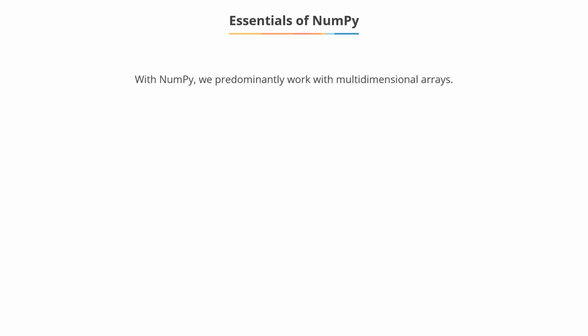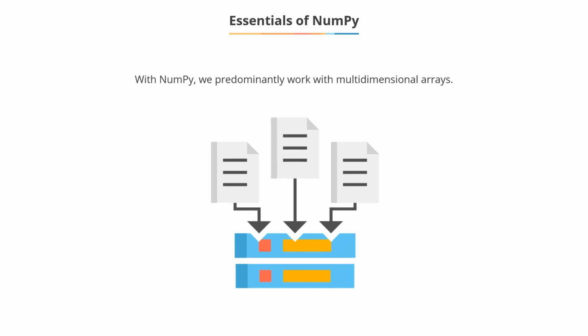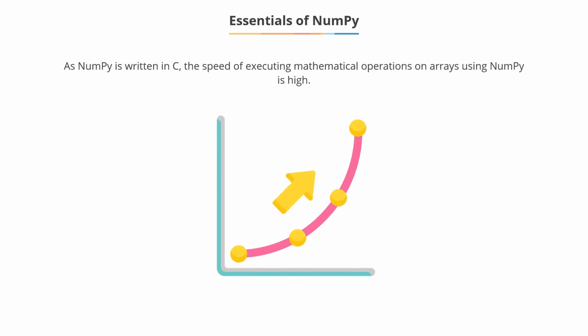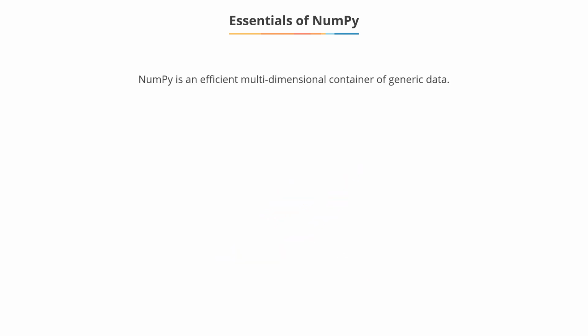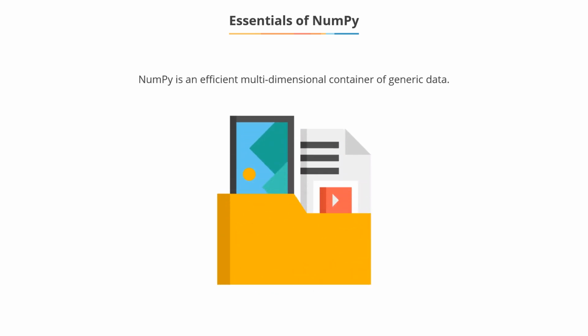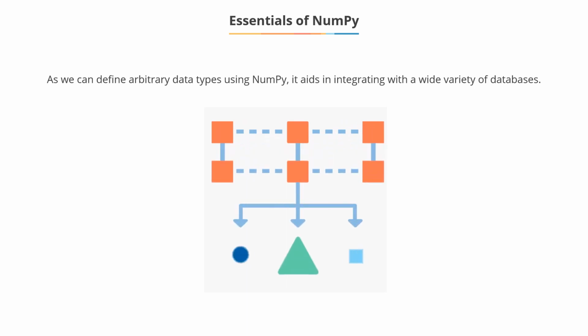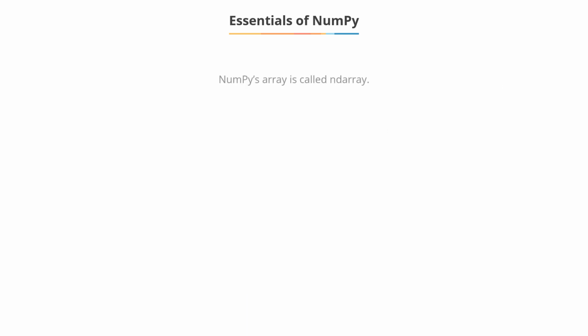With NumPy, we predominantly work with multidimensional arrays. As NumPy is written in C, the speed of executing mathematical operations on arrays using NumPy is high. Apart from the obvious uses of NumPy for scientific and engineering computations, NumPy is also an efficient multi-dimensional container of generic data. As we can define arbitrary data types using NumPy, it aids in integrating with a wide variety of databases. NumPy's array is called ndarray.